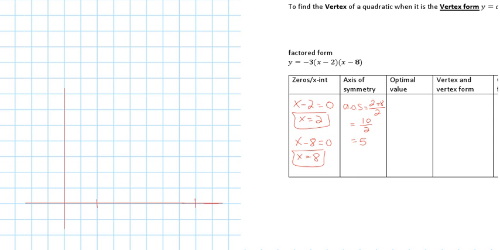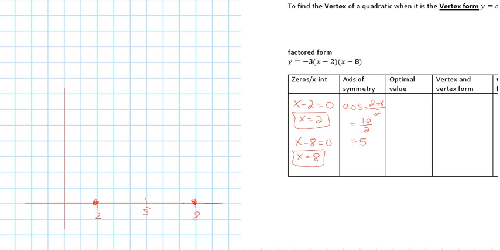Okay, so far I know my two zeros, the 2 and the 8, and then I figured out that the axis of symmetry is at 5. 2, 3, 4, 5. So that's where my axis of symmetry is. Look at this. Does it look like it's in the middle between the 2 and 8? Good. So this is where my axis of symmetry is.